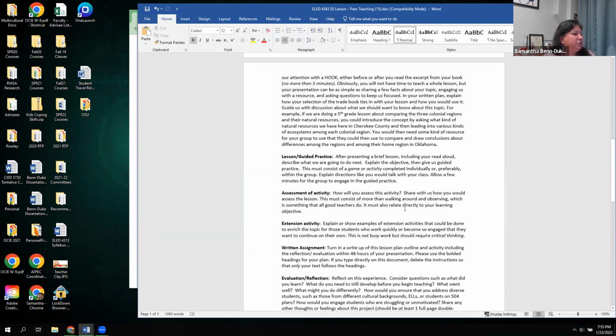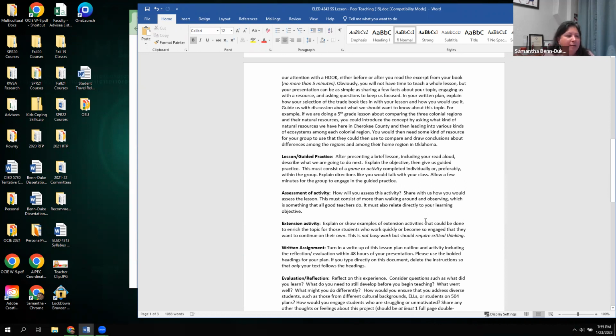Then you're going to assess. When we assess something, it means more than just walking around and observing to make sure that all students are on task and that everybody's understanding. Of course, you're going to do that. That's what teachers do. That's part of doing what we do.